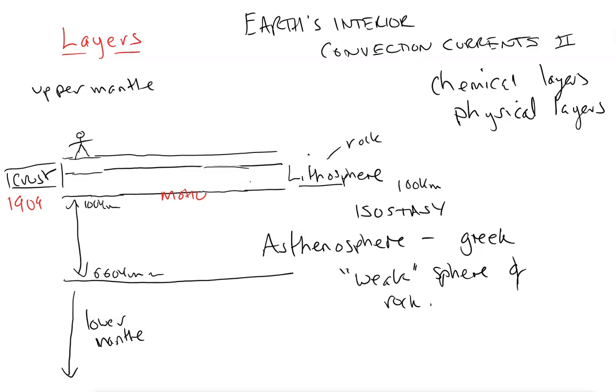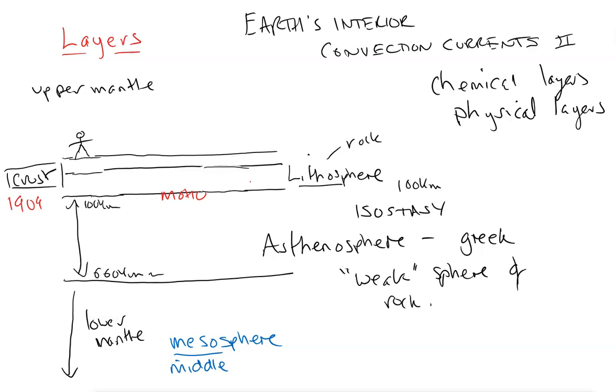So now we're in the lower mantle, and we call this the meso or mesosphere. Meso is a word that means middle. It's also the same word that we find in a layer of the atmosphere above the surface of the Earth, which is kind of confusing, but it is what it is.